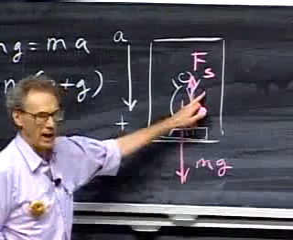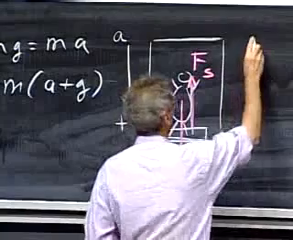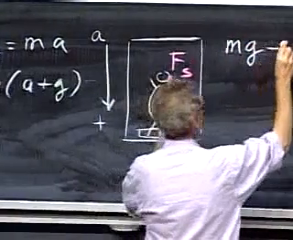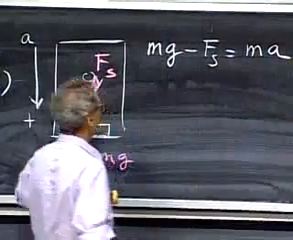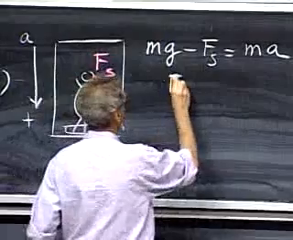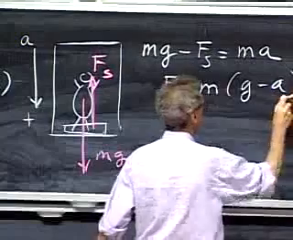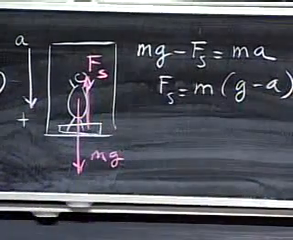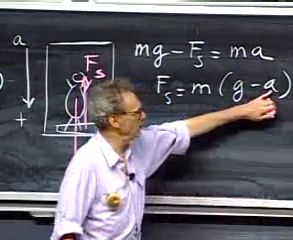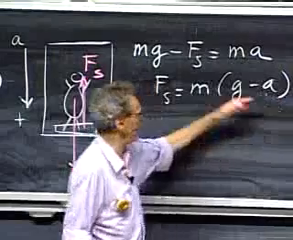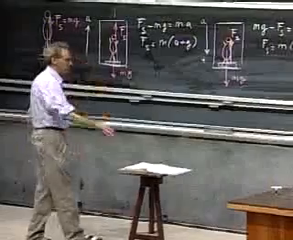Clearly, mg must be larger than F of s, otherwise you couldn't be accelerated downwards. So if now we write down Newton's second law, then we get mg minus F of s must be m times a. This holds for acceleration down, and so I get F of s equals m times (g minus a). This is one way of doing it, and you put in positive values for a. If a is 5 meters per second squared, you get 10 minus 5 is 5. Your weight is half. You've lost weight. Being accelerated down, you've lost weight.